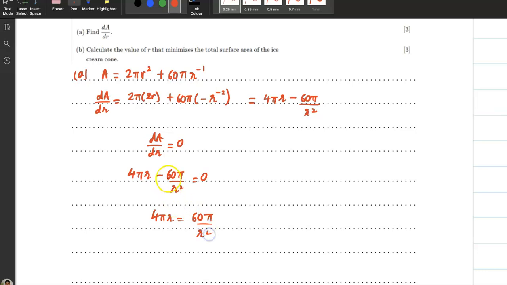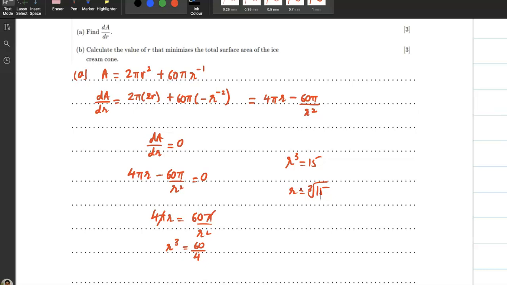Yeah, get this on your minus will go as plus. Correct? Pi cancels. So cross multiply. r cube is equal to 60 upon 4. So r cube is equal to 15, 4s are 60. So r is equal to cube root of 15. Find the cube root of 15.